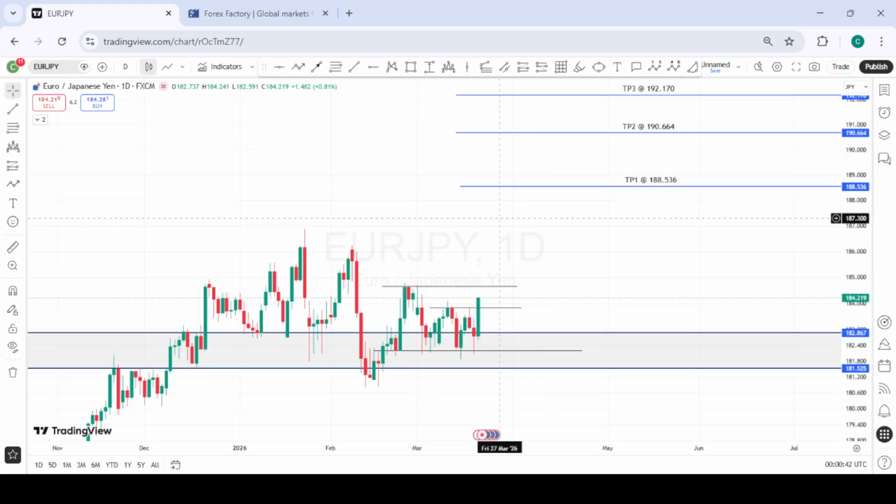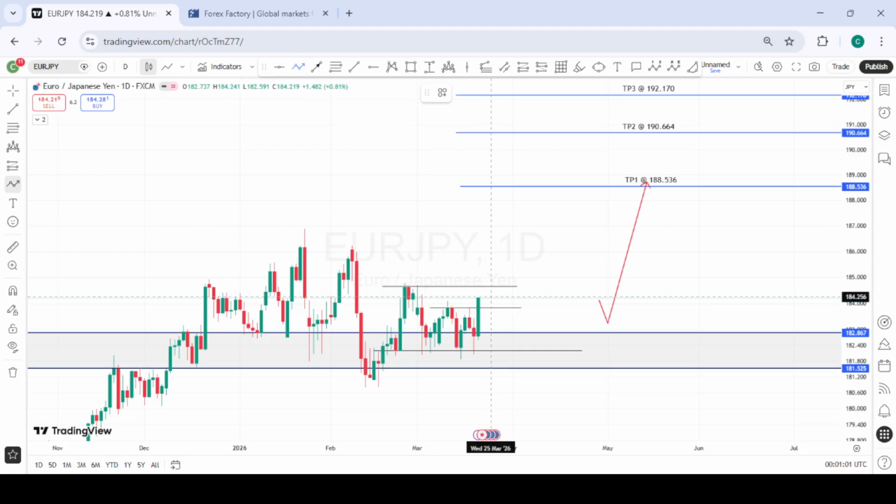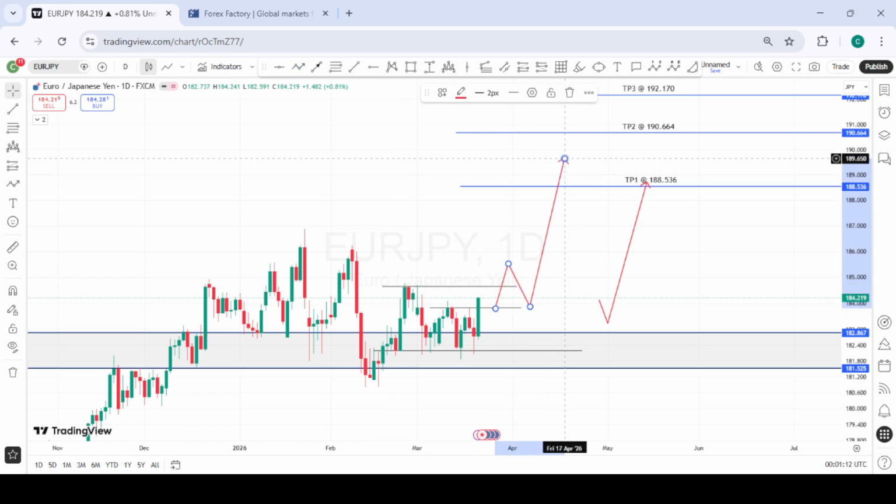So these are the possibilities we have. Should we get a possible pullback, now that we have a daily structure shift here, should we have a possible pullback to retest the structure point or come for a deeper pullback, we will likely look for buying opportunities from this zone, then take it to the upside. Or should we get a daily candle break above this high here, we'll look for a possible pullback to the daily structure here, or a deeper pullback here. We'll look for buying opportunities to the upside.